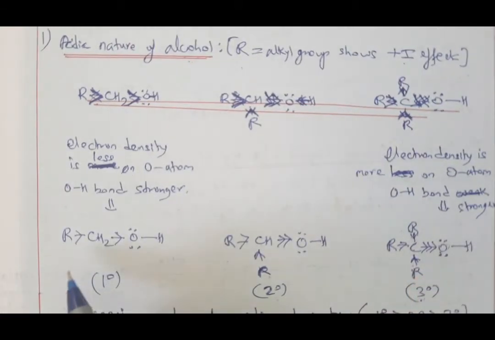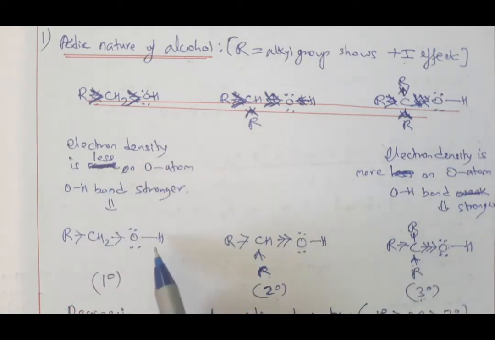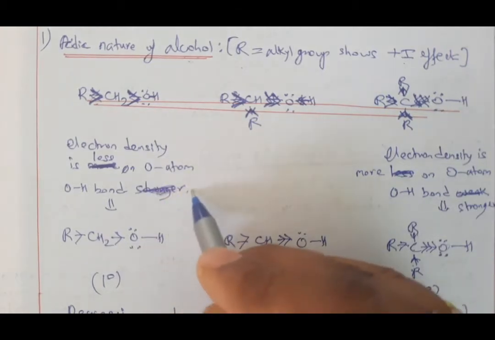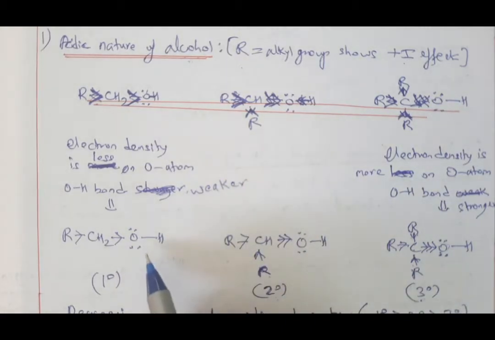Now finally, here if you see, there is only 1 R giving electron to the oxygen due to plus I effect. Plus I effect means electron donating effect. So here if you see, the electron density on oxygen atom as compared to here and here will be less. Electron density is what? Less. And as the electron density is less, this OH bond becomes weaker. Not stronger, it will become weaker. And it can break down easily to produce H plus ion. Hence, primary alcohols are more acidic than secondary and tertiary, students.